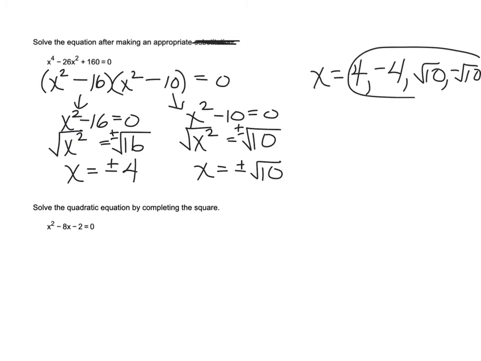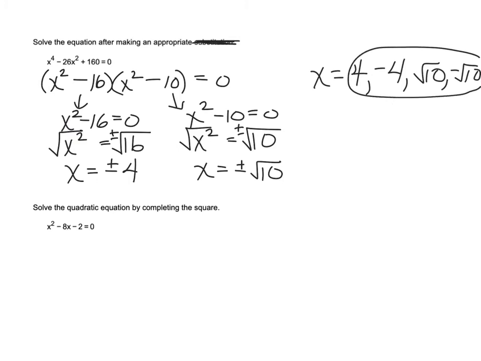Plus and minus. We get x equals positive and negative square root of 10. Okay, those are 4 different answers. So when you're typing in your answer, and it says x equals and just gives you a blank, you just need to do plus 4, negative 4, square root of 10, and negative square root of 10. That's how you'll type it in. All right, and that is my answer.